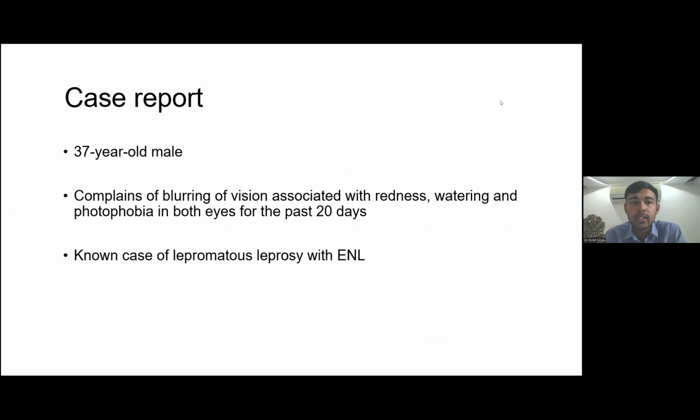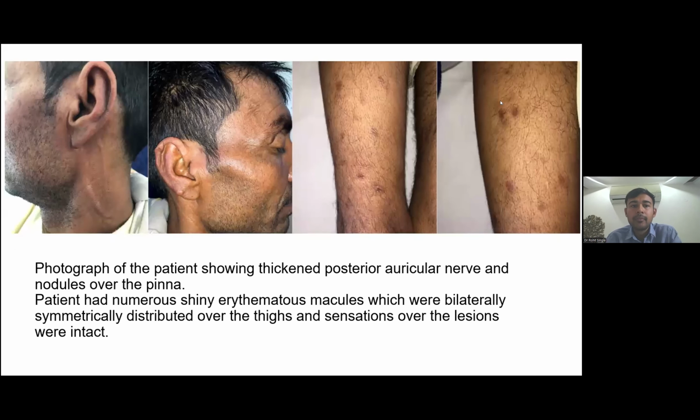Coming to the case report, this was a 37-year-old male who complained of burning of vision associated with redness, watering, and photophobia in both eyes. When he came to our OPD, he presented with multiple lesions, especially nodules over the face as well as extremities. The nodules over the face were of lepromatous leprosy, and the nodules over the extremities were transient in nature.